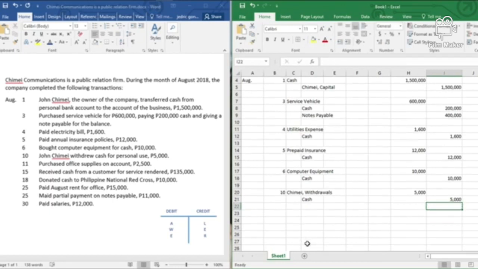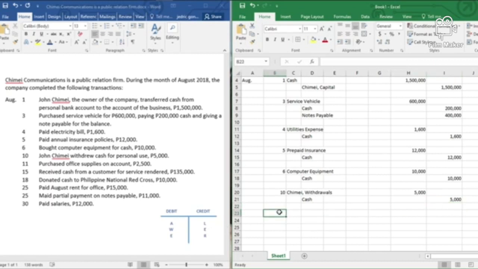Alright. Then, let's have the August 11. Purchase office supplies on account. 2,500. Bumili daw ng office supplies ang company worth 2,500. So, ibig sabihin, nagkaroon ng office supplies ang company, an asset. So, that will be your debit. Pero, inutang nila. Pag inutang mo, that will be a liability under accounts payable.